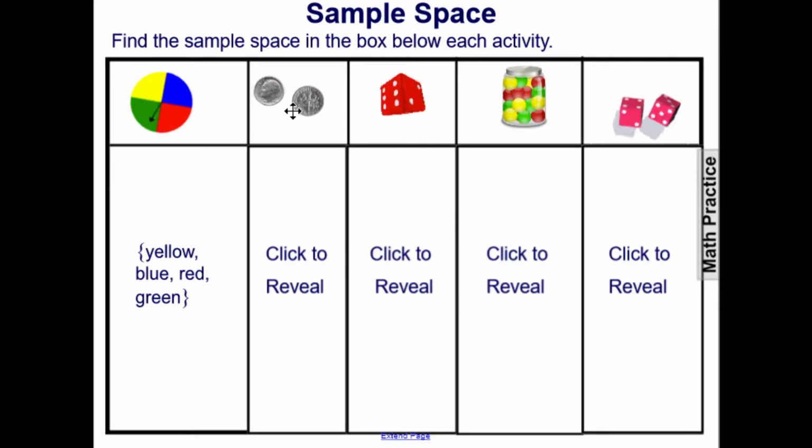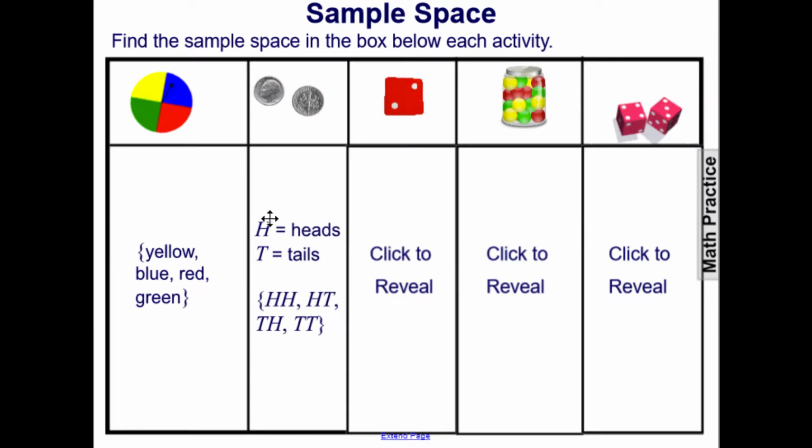Then we have the activity or the event of tossing two coins. Well, a coin, this one's a dime, but it could be any coin, has heads or tails. So when you toss a coin, it lands, and you have two options. It could either be heads or tails. If we list them out with H equaling heads and T equaling tails, you can have the sample space of heads, heads, heads, tails, tails, heads, and tails, tails.